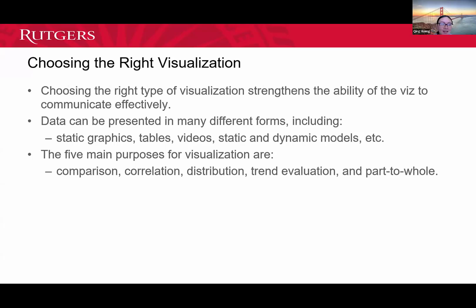So the first principle is to choose the right type of visualization, right? How do we decide the right type of visualization? Actually, there are generally 5 different purposes for visualization, but actually there can be more. It depends on the purpose, our visualization tools can be different. For example, the 5 purposes here can be comparison, correlation, distribution, trend evaluation, or partial whole analysis. So we will look at them here.